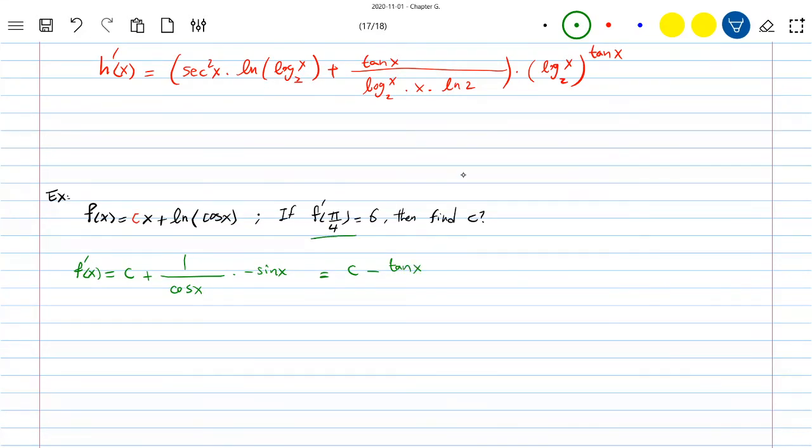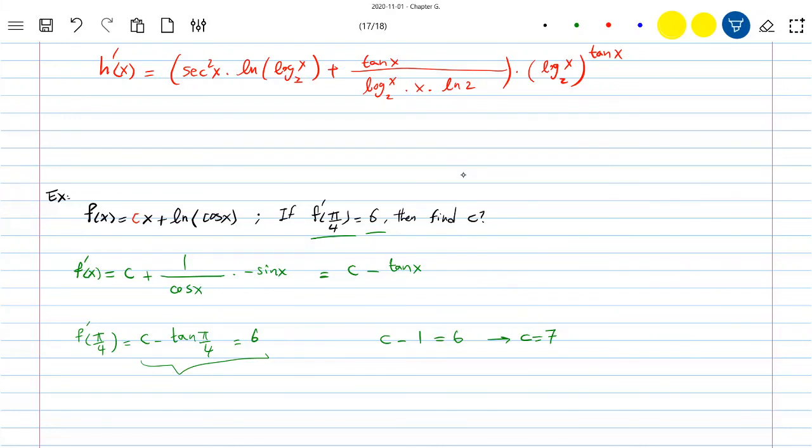And what do we know? We know that the derivative at pi over 4 equals 6. That means if you replace x with pi over 4, f prime of pi over 4, which equals c minus tangent of pi over 4, must equal 6. So now we have an equation: c minus tangent pi over 4 equals 6. What is tangent pi over 4? Tangent pi over 4 is simply 1. So you have c minus 1 equals 6. Therefore, c must be equal to 7.